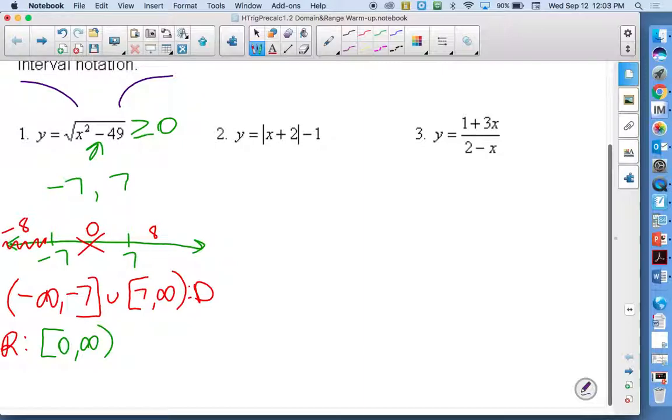So the middle one, looking at number 2. What kind of graph does this make? Absolute value, x plus 2 minus 1. Okay. That is the V. Do you know where this V starts, David? Wherever its vertex V? Yeah. So that's where the vertex would be.